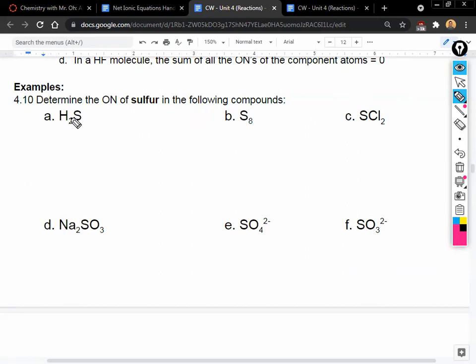Okay, so let's look at H2S. Take a look at your rules for oxidation numbers and look at hydrogen. What did we say the oxidation number for hydrogen is going to be? Let's go back to the rules.